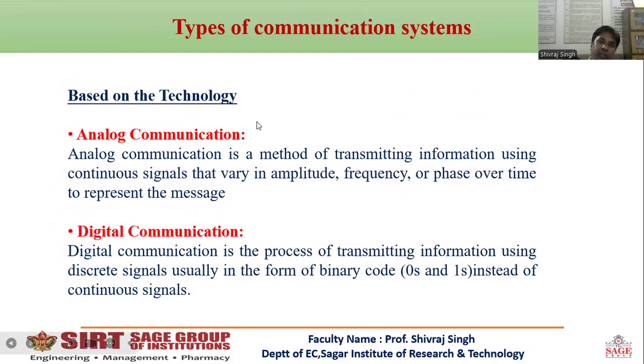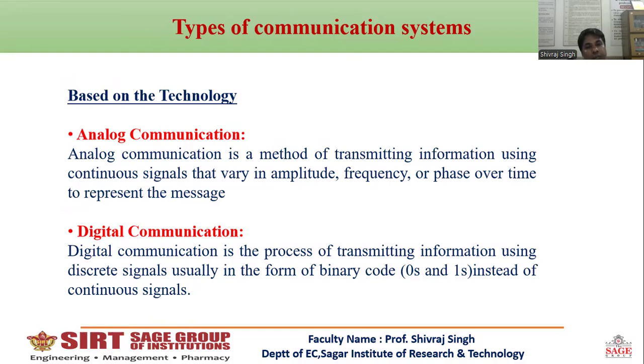Now discuss the types of communication. According to technology, there are two types of communication. First one is analog communication. Another is digital communication. Analog communication is the method of transmitting information using continuous signals that vary in amplitude, frequency, or phase over time to represent the message signal.